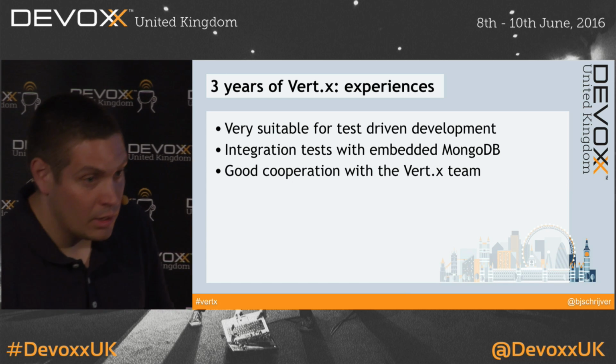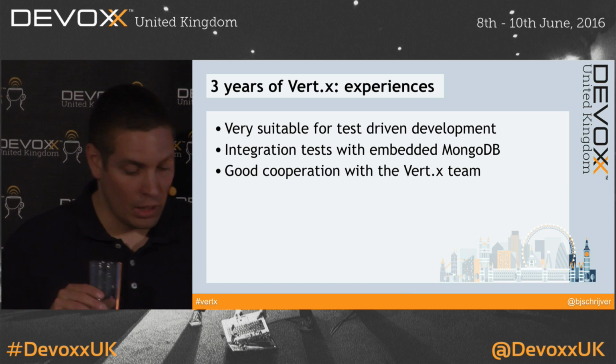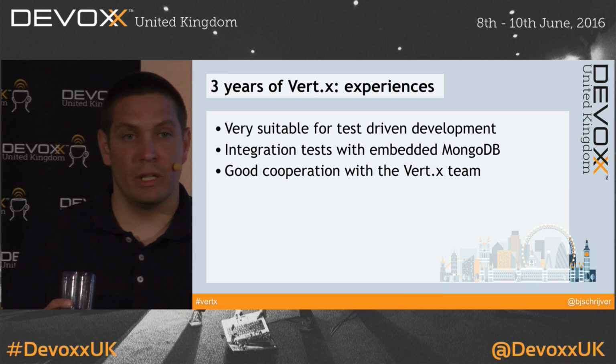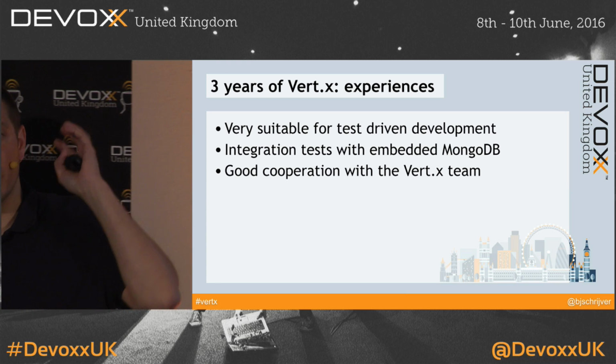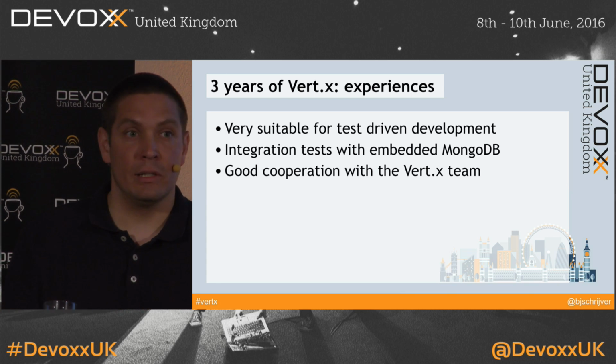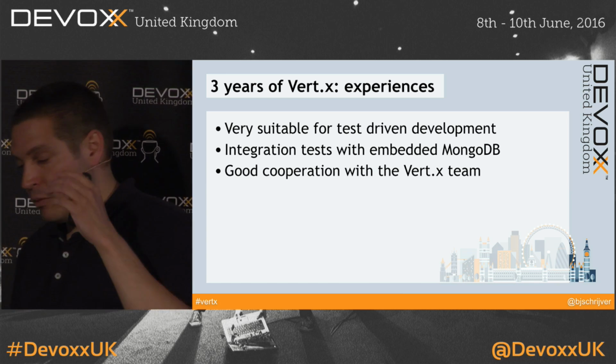So our experiences, we love Vert.x. It's also very suitable for test-driven development. We've set up lots of unit tests, integration tests that will spin up Vert.x, spin up embedded MongoDB. We put test data in there and just fire calls to API endpoints. Since you can run it embedded so easily, it's also very easy to embed it in a JUnit test, for example.